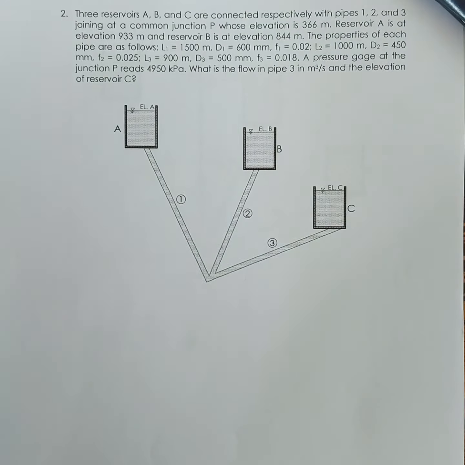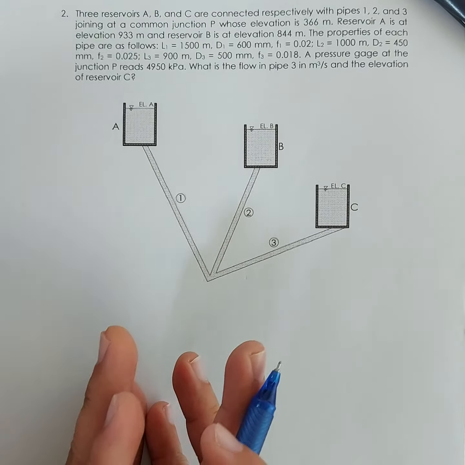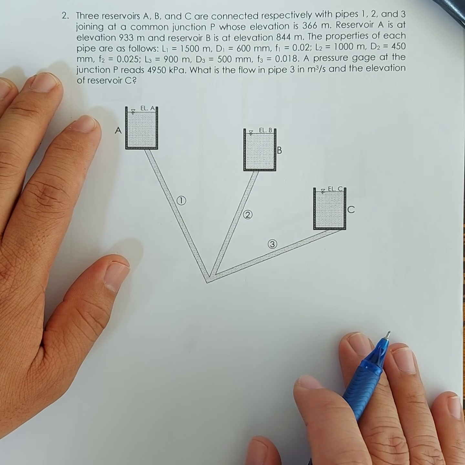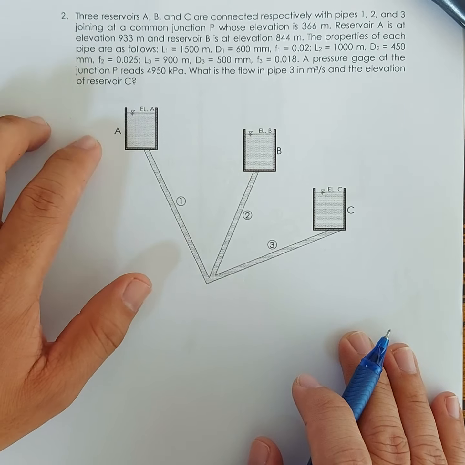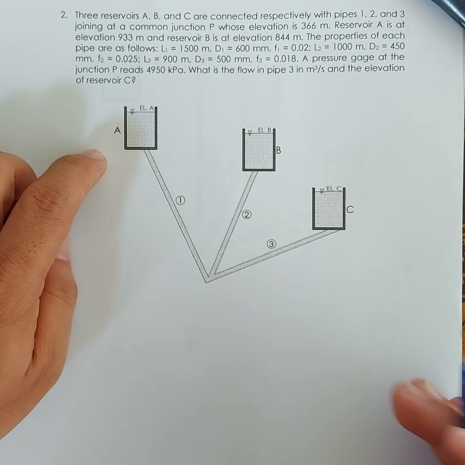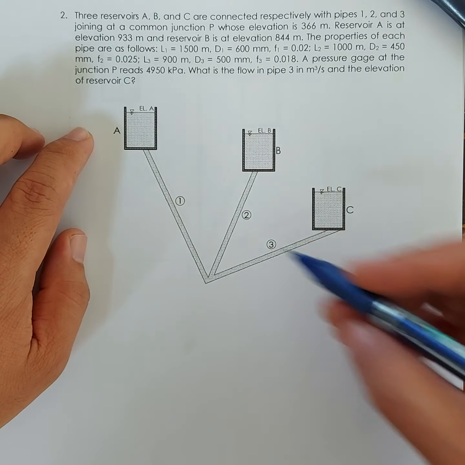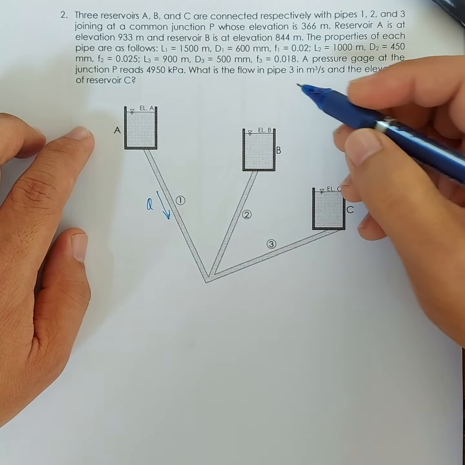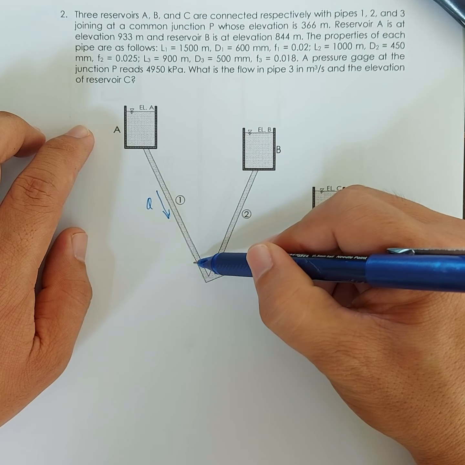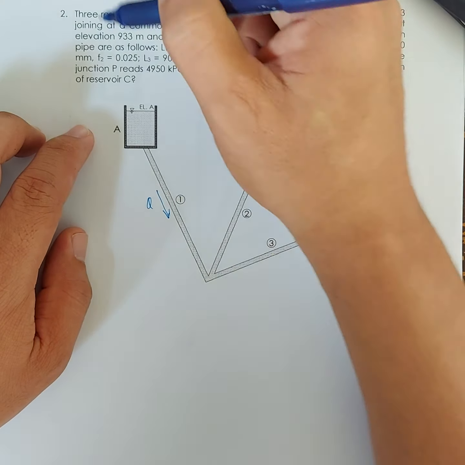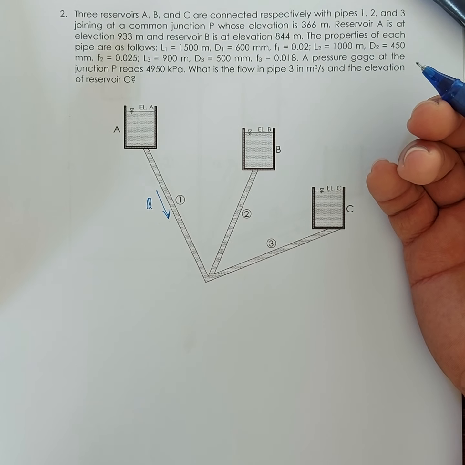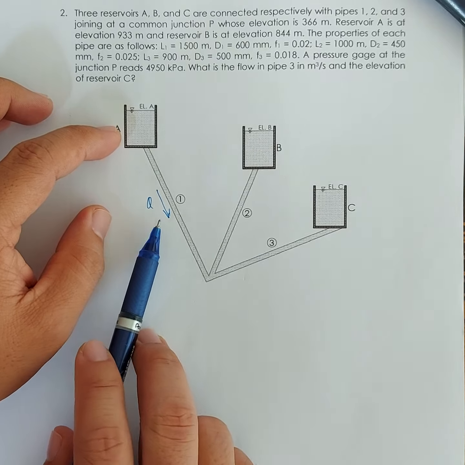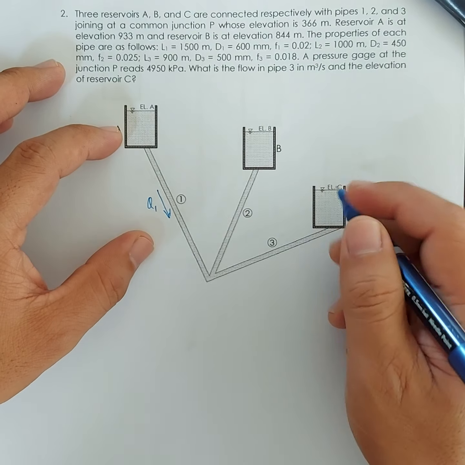So again, we do not know the discharge. What is critical is the middle reservoir. Obviously, for the highest reservoir, the discharge in pipe 1 would always go downwards, unless there is a pump that pushes the flow upward. But since there is no pump, then by gravity the discharge in pipe 1 is going downwards.